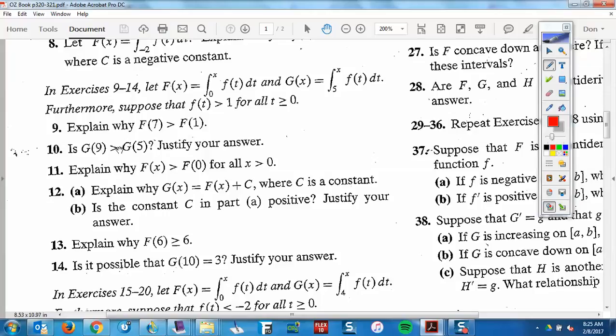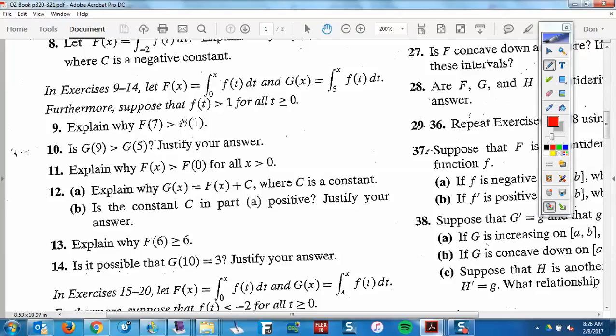Okay? Is G of 9 greater than G of 5? Well, what's G of 5? G of 5 is 0. G of 9 is to the right, and like you just said, since the little f graph's up above, everything when you go to the right is going to be positive area. So when you go to the right of 5, G of 5 is 0, G of 9's got to be greater. Now, this also, though, is a speed limit law problem.